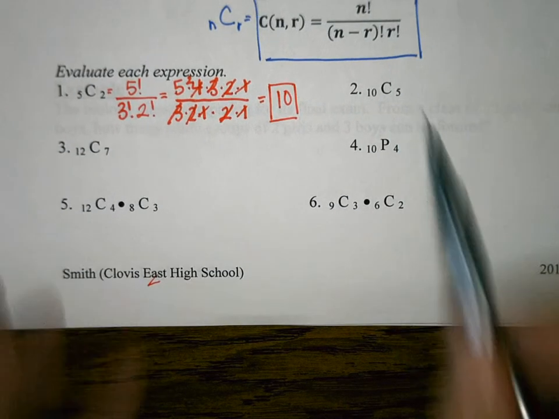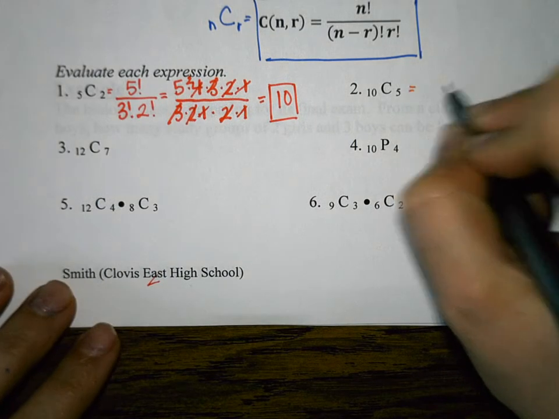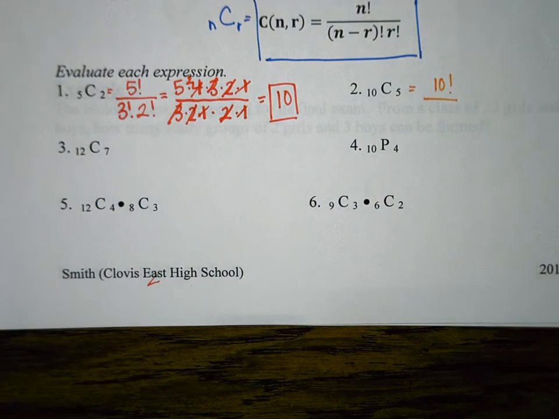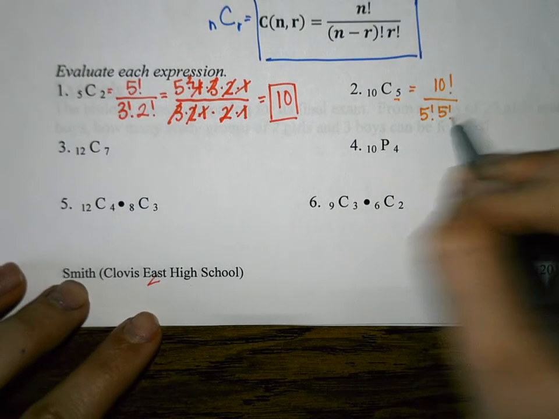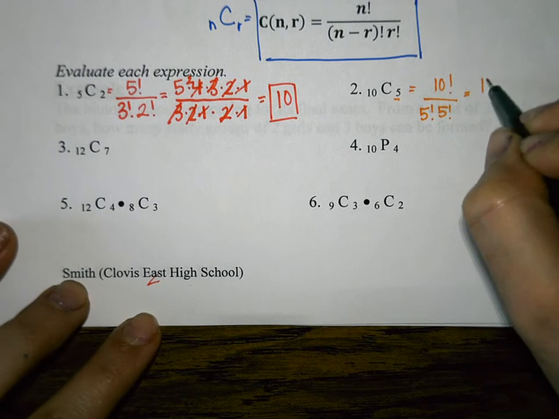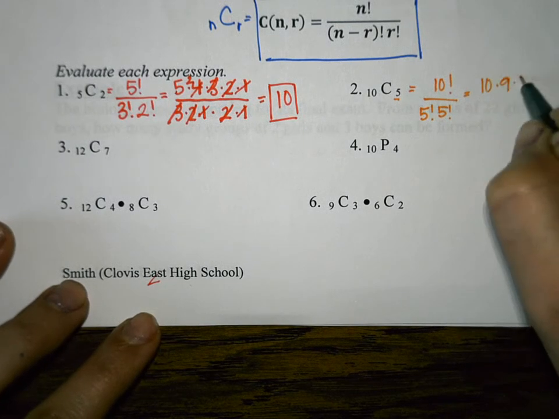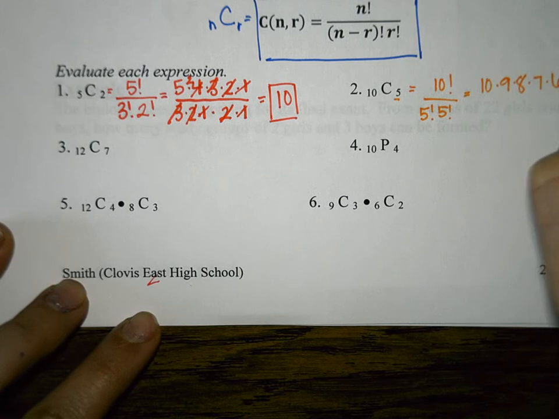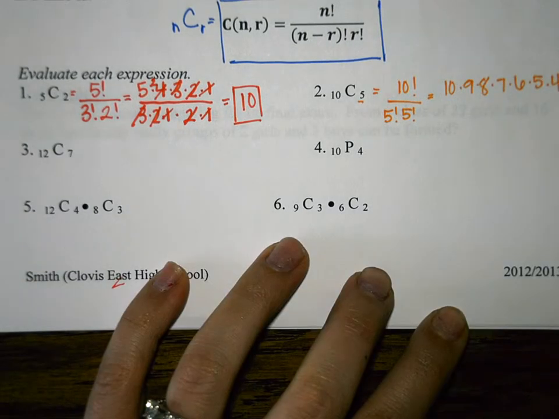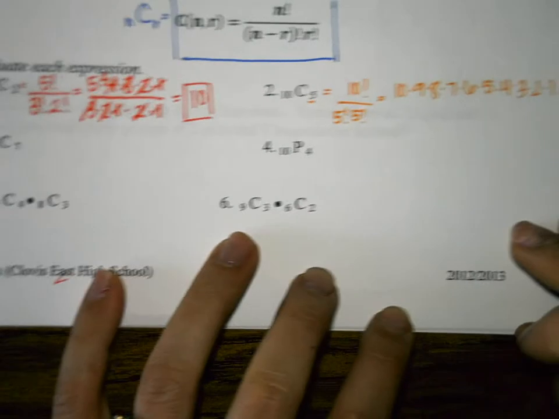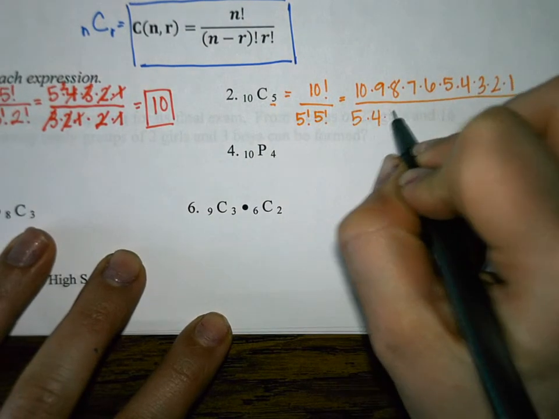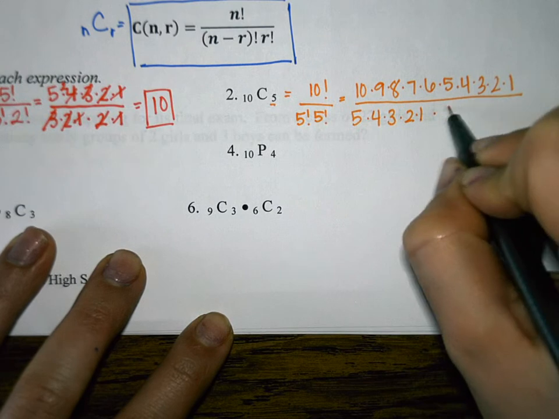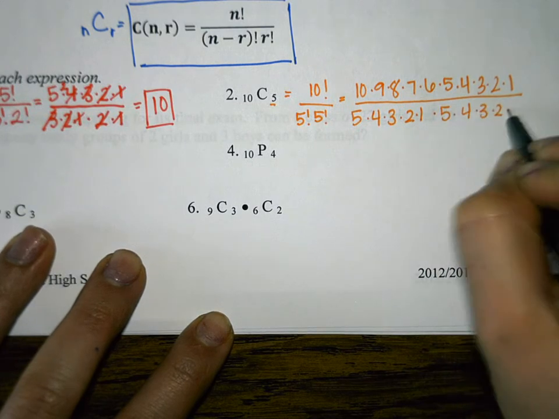Number 2 is 10 combination 5. So that is going to be 10 factorial over 10 minus 5, which is 5 factorial, and then r, which is 5 factorial. So that is going to be 10 times 9, 8, 7, 6, 5, 4, 3, 2, 1, all over 5, 4, 3, 2, 1 times 5, 4, 3, 2, 1.